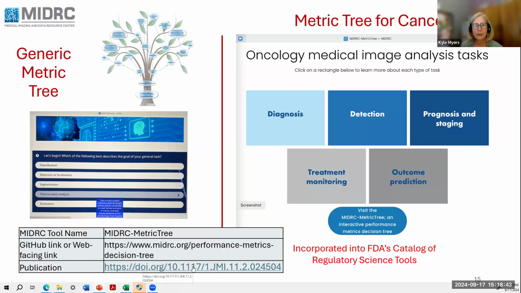More recently, we have turned our attention to the specific application of oncology, and we are now building a metric tree for cancer with particular oncology medical image analysis tasks. And you'll find that on the website as well. And we're quite gratified that this has been incorporated into FDA's catalog of regulatory science tools.